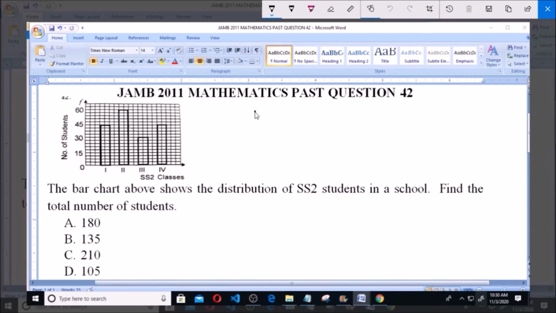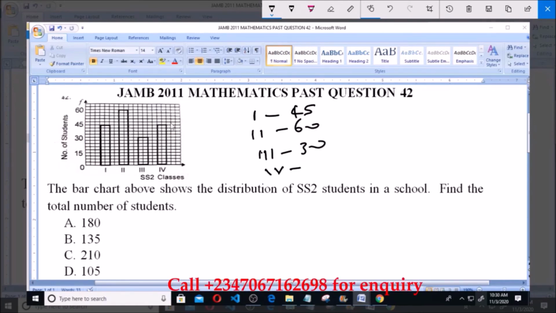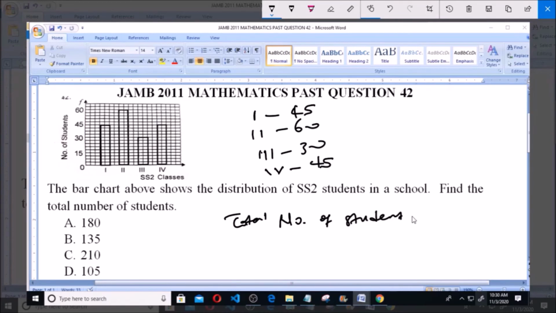So for I, the number of students for I is what? 45. For II, the number of students is 60. For III, number of students is what? 30. And for IV, the number of students is what? 45. Now let's sum this up together. When we sum this up, we can get the total number of students. So total number of students is equals to 45 plus 60 plus 30 plus 45, and that is equal to what? 180 students, which is option A.